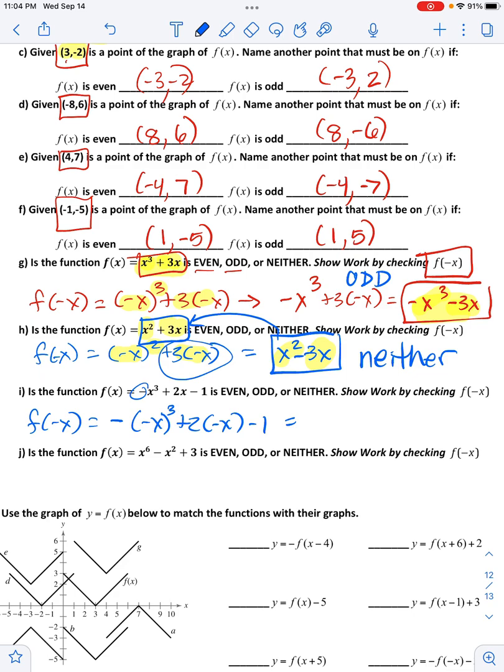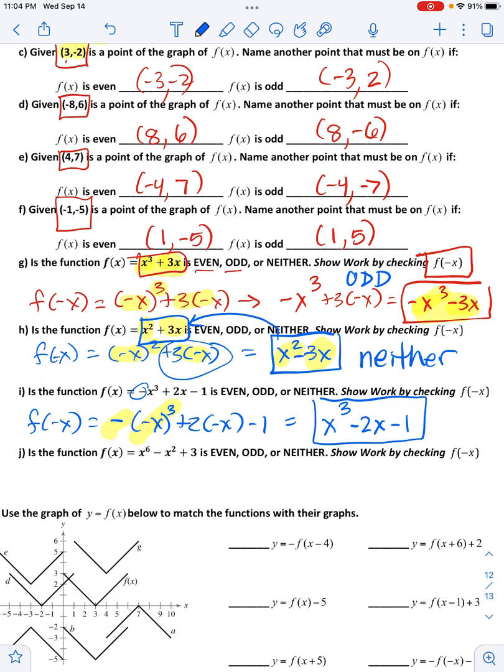When I go to figure that out, this part's negative because I have a negative to an odd, but that gets multiplied by another negative and is going to become positive x cubed. Sorry, I was looking at the wrong problem. Okay. And then minus 2x and a minus 1.